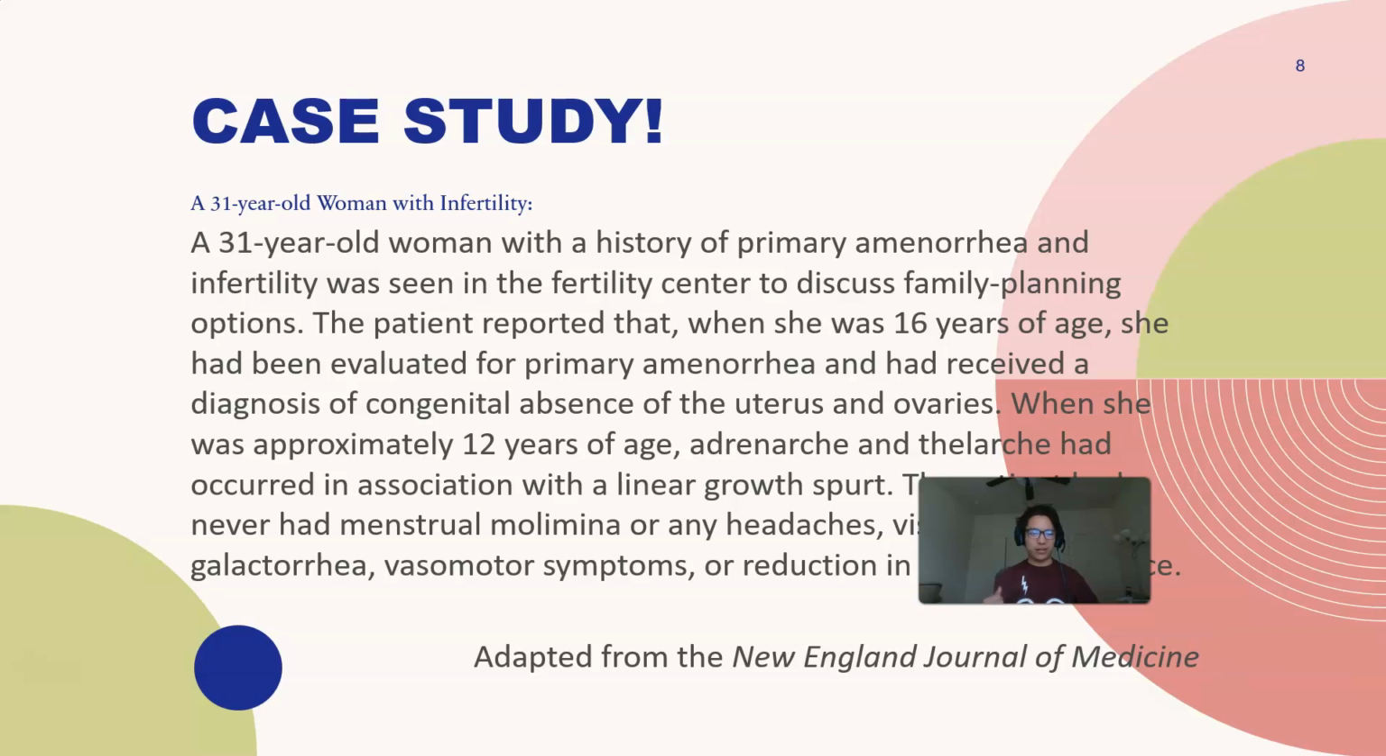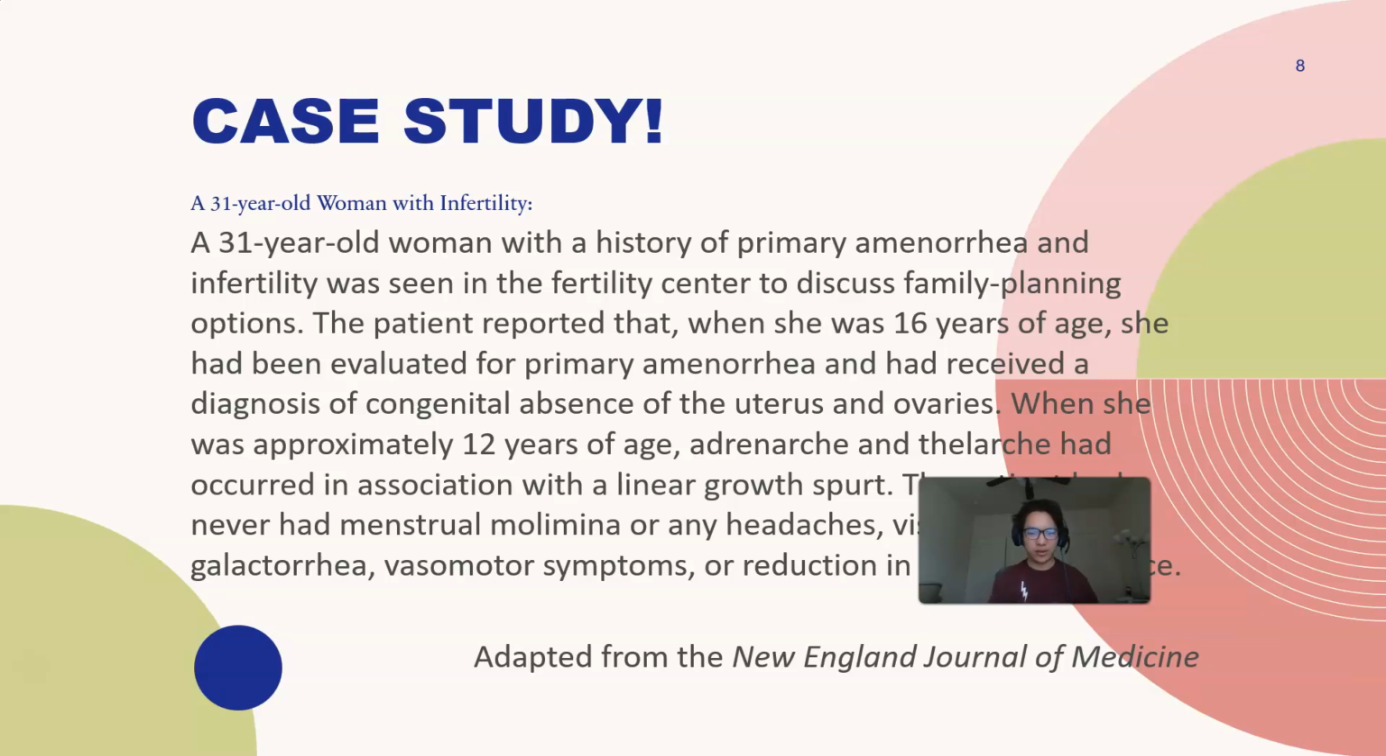I adapted this case study from a really cool article from the New England Journal of Medicine. Now let's read it. A 31-year-old woman with a history of primary amenorrhea, which means lack of menstruation, and infertility was seen in the fertility center to discuss family planning options. The patient reported that when she was 16 years of age, she had been evaluated for primary amenorrhea and had received a diagnosis of congenital absence of the uterus and ovaries.